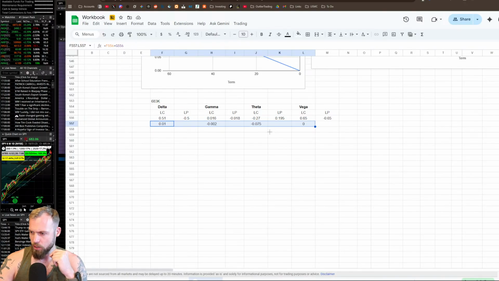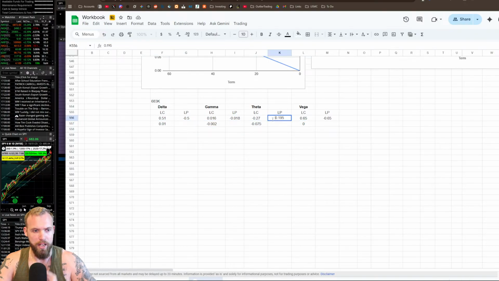Oh, hold on. Kirk says, how is theta positive for a long option? It's not. Oh, my bad. Sorry. Thank you. I was looking at the put side. And I also did the same thing here. Let me see if I got this right. Yeah, this isn't short gamma. This should all be.